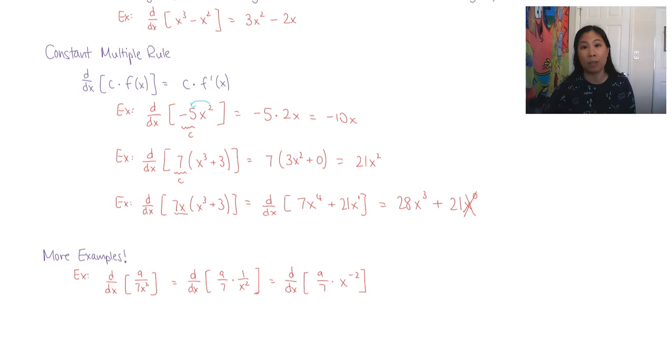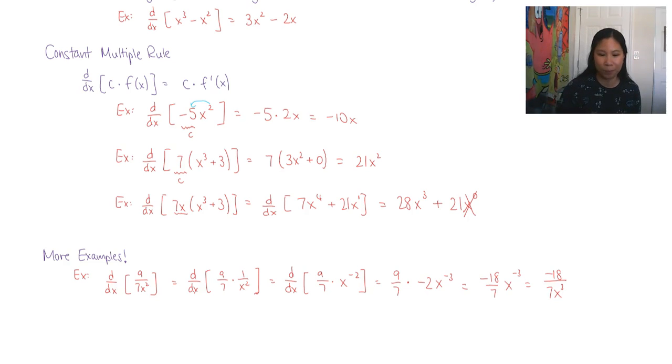So now I have a constant of 9 over 7. So that stays in front. And then the derivative of x to the negative 2 power, I can bring the exponent to the front and then drop the negative by 1 to get negative 3. So from here, we end up with negative 18 over 7 times x to the negative 3 power. But of course, we don't want negative exponents in our final answer. So this will end up being negative 18 over 7x cubed.